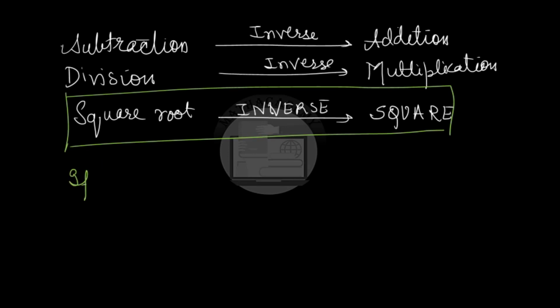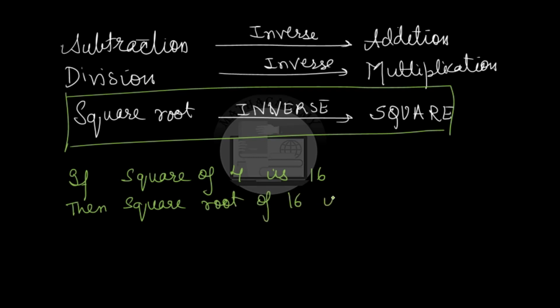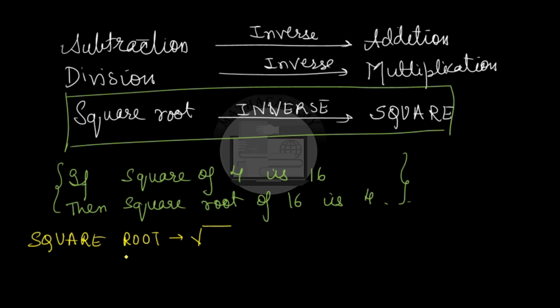If the square of 4 is 16, then the square root of 16 is 4. These are inverse of each other and the square root is represented by this symbol. Okay, so if 4 square is 16, we can write that the square root of 16 is 4. These are inverse of each other. So I hope what a square root is, is clear to everyone.